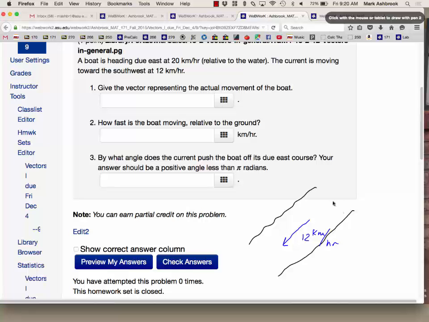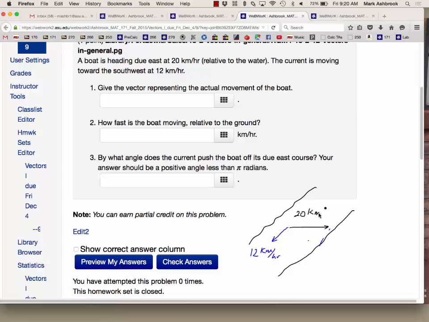Okay, so I'll make that shorter. Start over. There's 12. This is the 12 kilometers per hour. That's what the current's doing. And then the boat is heading due east at 20. It's the best vector I've drawn all day.